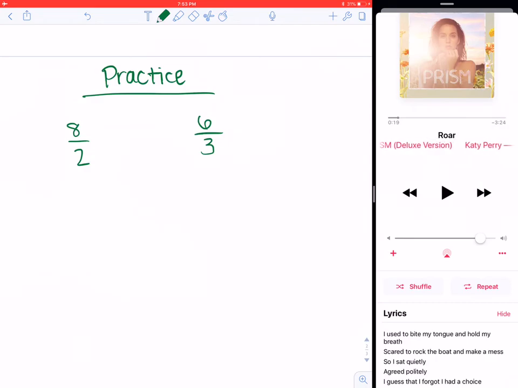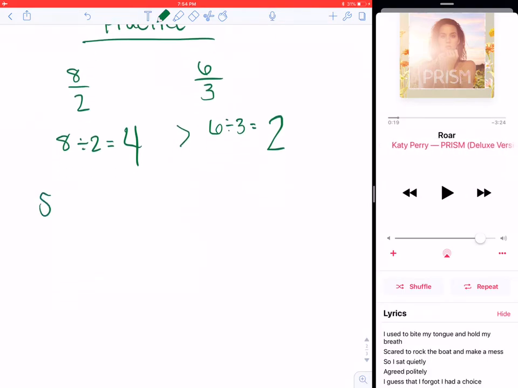Remember, fractions are division, so I have 8 divided by 2. Well, what is 8 divided by 2? It's really 4. So I have 4 wholes here. And here I have 6 divided by 3. 6 divided by 3 is 2. Isn't 4 greater than 2? So this is what I should find out by using my 2 strategies. So let's look at strategy 1. All right.